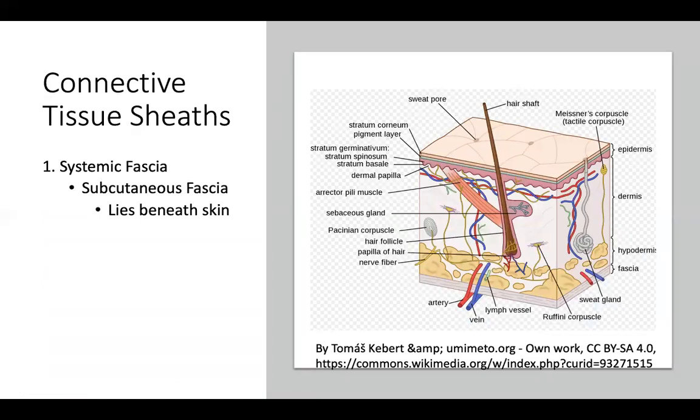Alongside the muscle, we have fascia, right? It's beneath the skin, so we say it's subcutaneous, and it's a layer of connective tissue that lines the muscle.